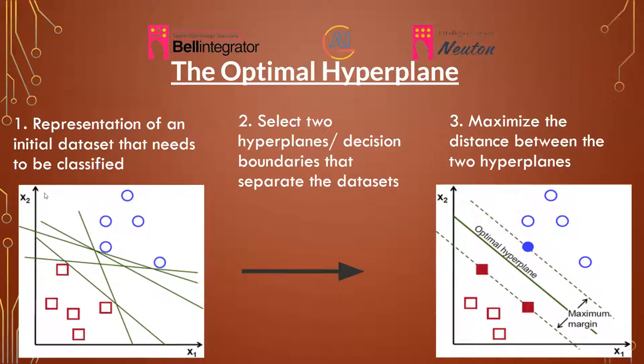In the first step, I'm going to represent the initial data set that needs to be classified. I understand how it looks. We'll talk about set theory notation a little bit. Then I'm going to select two hyperplanes, decision boundaries that separate the data sets. But as I showed you, just any hyperplane or boundary that separates the data sets isn't going to work. I have to find my optimal hyperplane. So I'm going to maximize the distance between the two hyperplanes and show you how this is done. And then arrive at the perfect optimal hyperplane, which will define my support vectors in such a way that the classes get clearly separated.